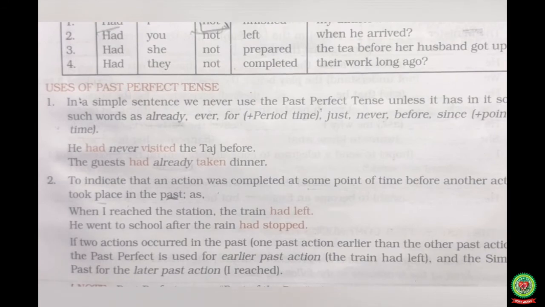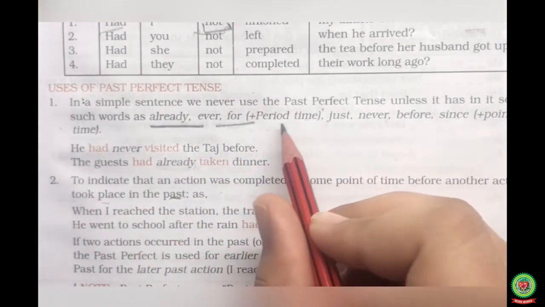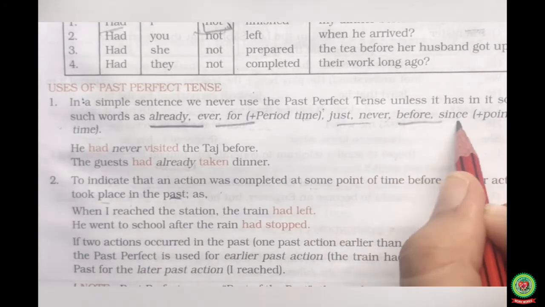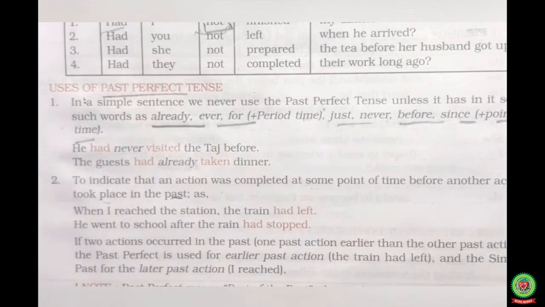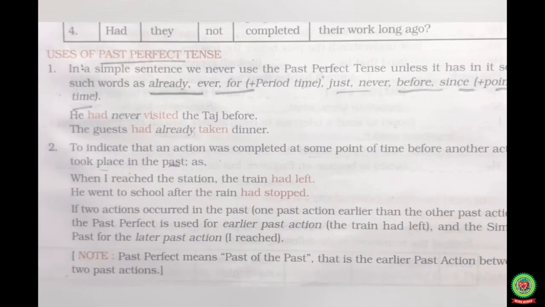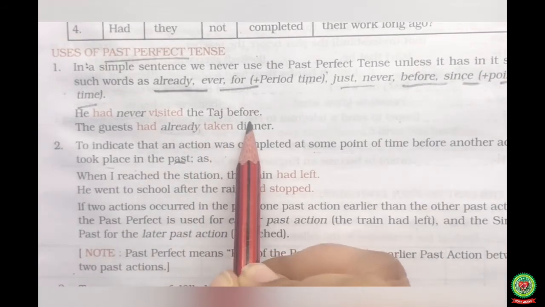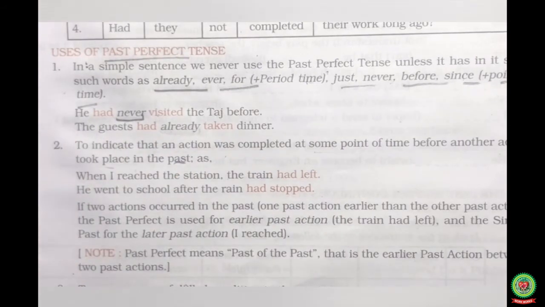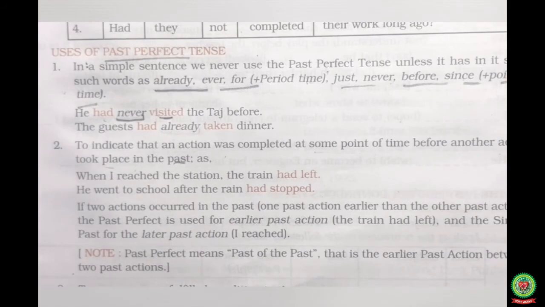Here he has given us hints. He is telling in this point that whenever you are given words like already, ever, for with a period of time, just, never, before, since with a point of time, you are going to use your past perfect tense. For example, he had never visited the Taj before. So you are given the hint of never here. So you will be using had plus your past participle form.